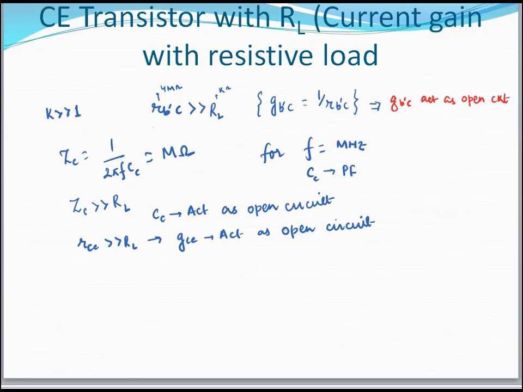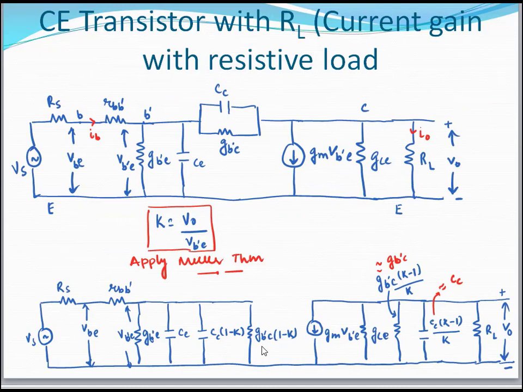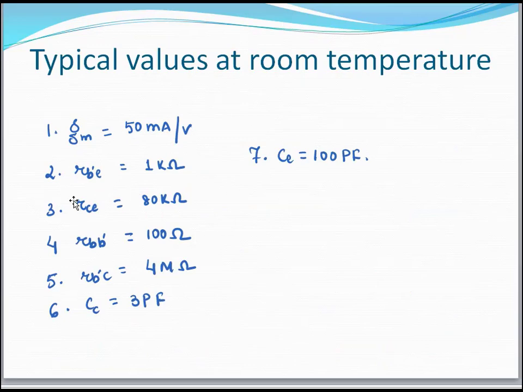Further, we can also do one approximation at the input side, if you will see it here, the value of Gb'c and Gb'e. So from the typical value, Rb'e is around 1 kilo ohm, and Rb'c is of mega ohm range. So the value of Rb'e is very less as compared to Rb'c. So we can neglect because of the high resistive value, it acts as an open circuit.